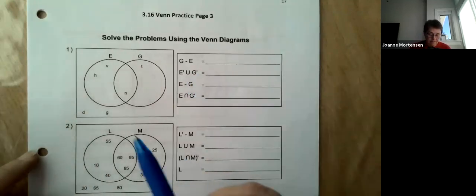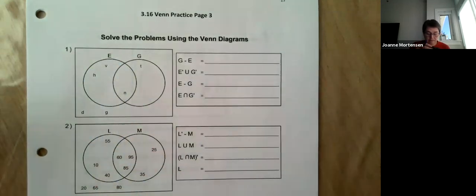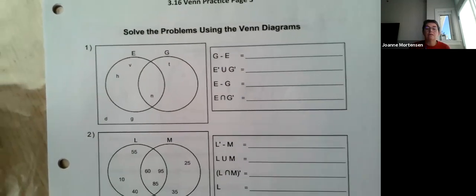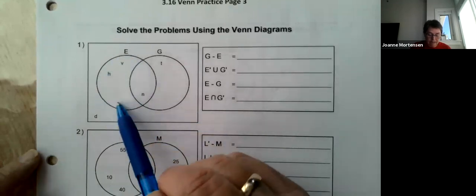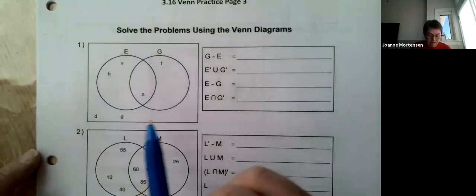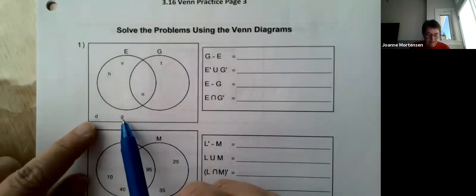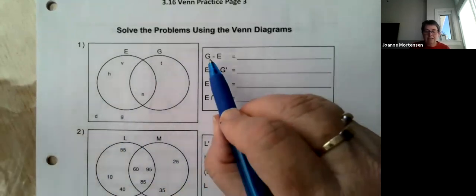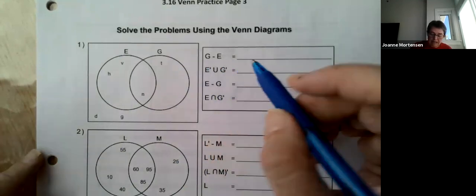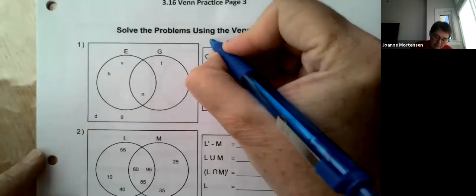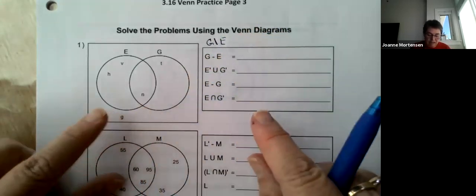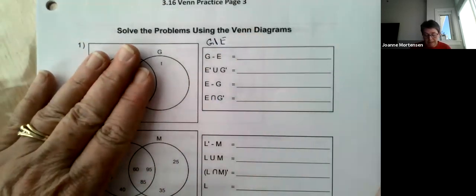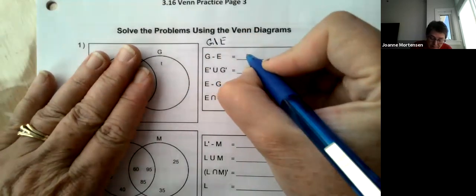Okay, so we've got the E circle. All right, so we've got E and we've got G, and we've got some extra letters out as part of the universal set. So here's an example of G minus E, and that's the same as G, but not E. So that means what letters are in G only? And if I do that, there you go, the answer is T.